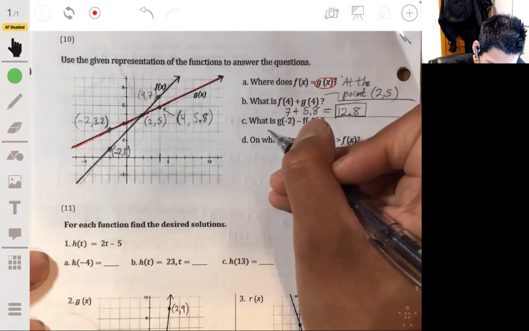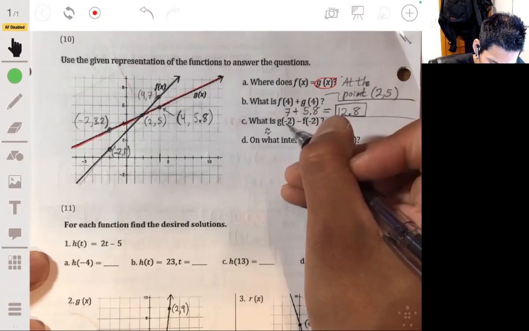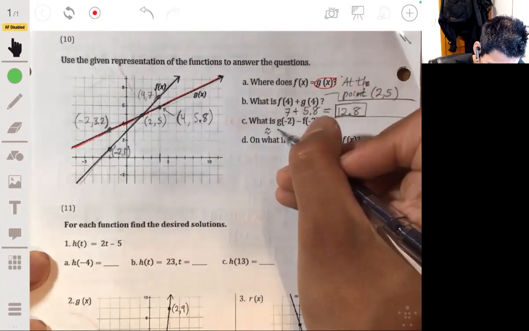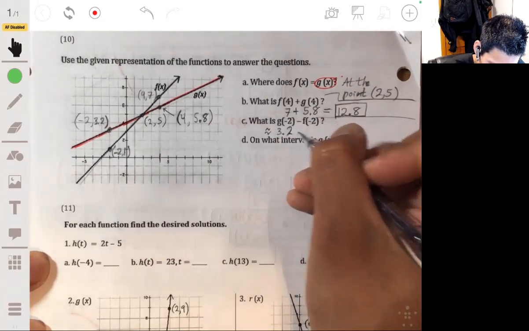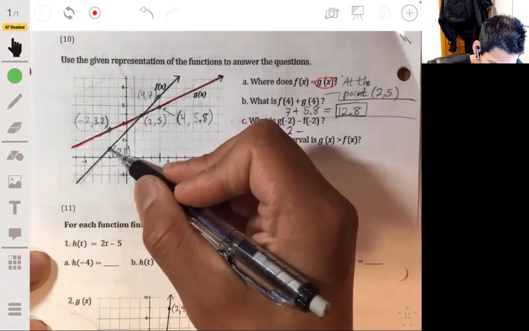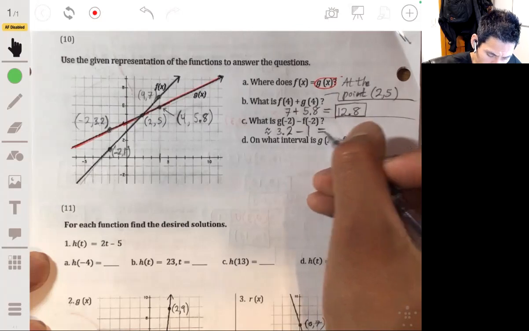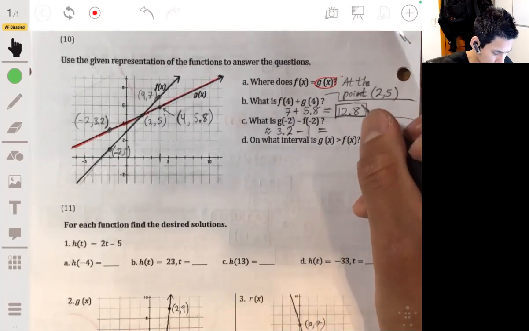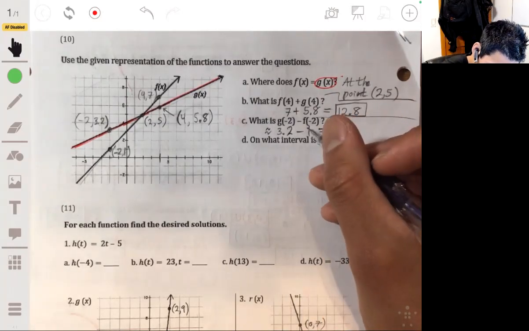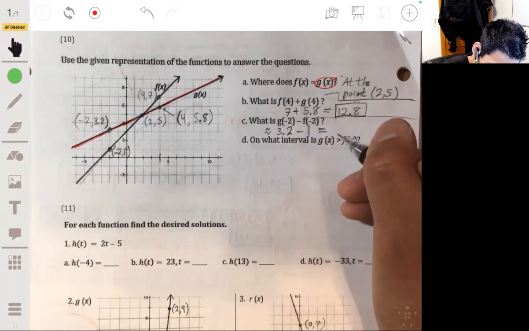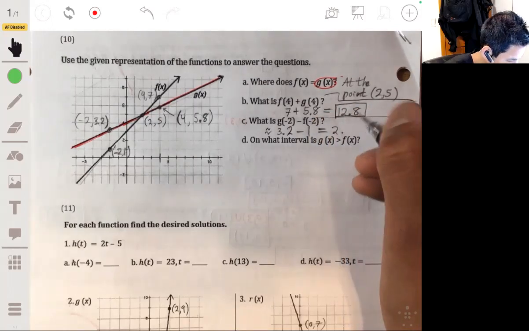G of negative 2, we'll say it's for the squigglies. G of negative 2 is about 3.2. 3.2 minus f of negative 2, which is 1. And that'll be 2.2.